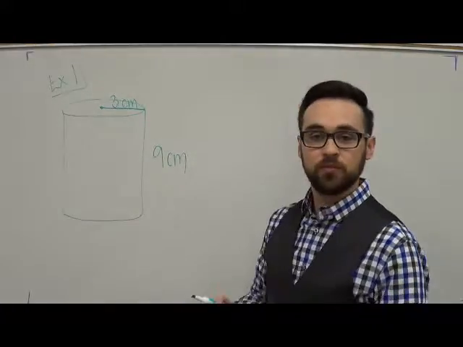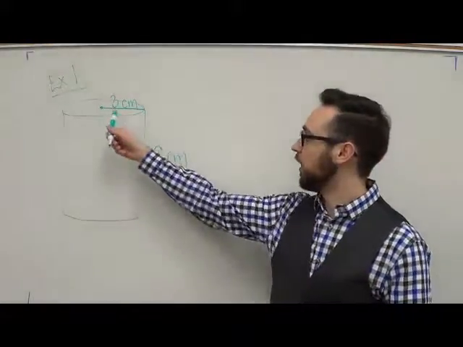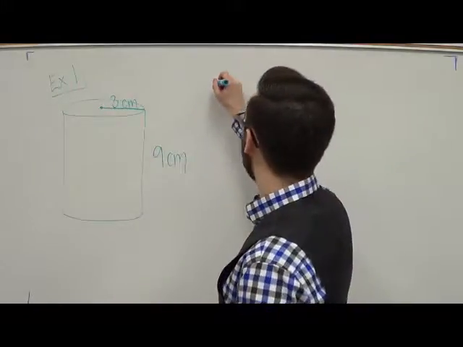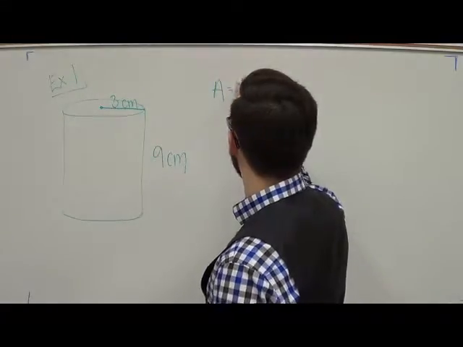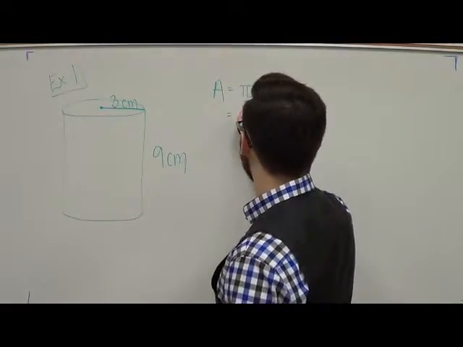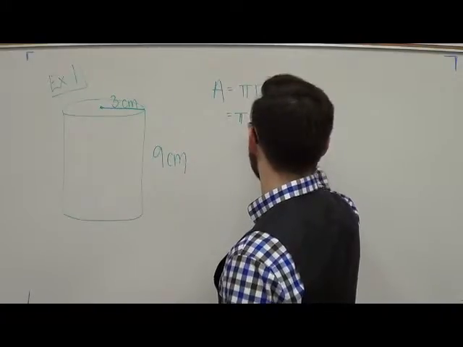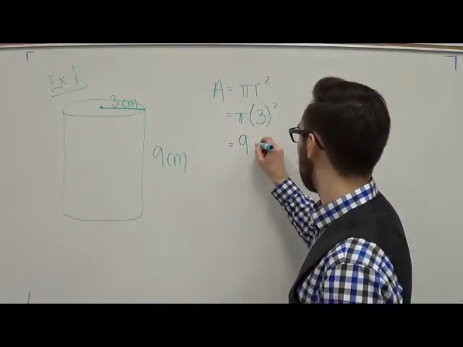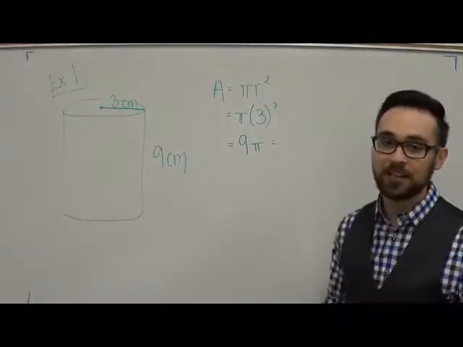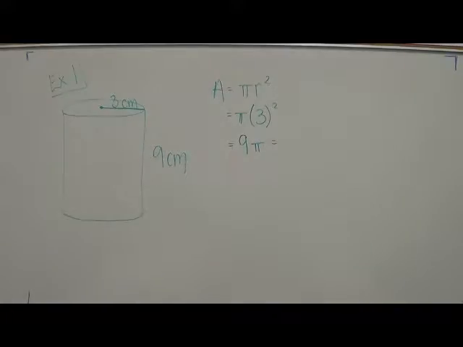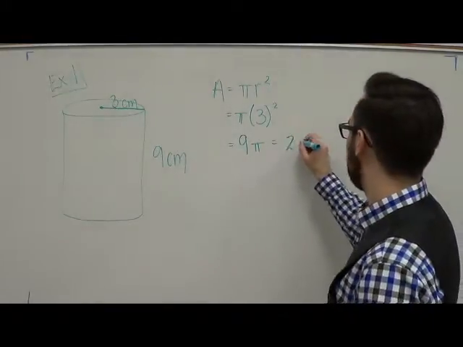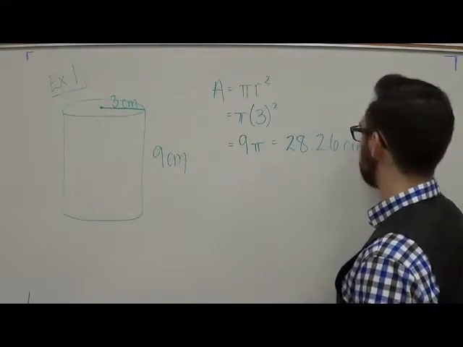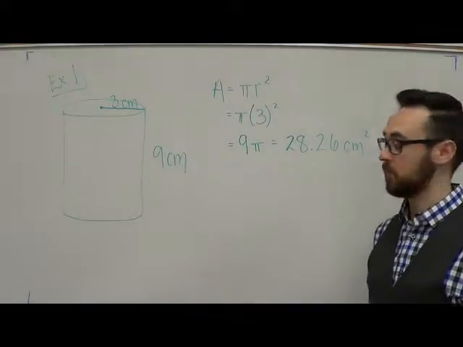So we have to do some work to get there, right? We can find the area of the top and the bottom, because those are just circles. Well, the area of a circle is pi r squared. So that's pi times 3 squared. 3 squared, 3 times 3 is 9. So we end up with 9 times pi. So we do 9 times 3.14, and we end up with 28.26. And again, we're doing surface area, so that's centimeters squared.